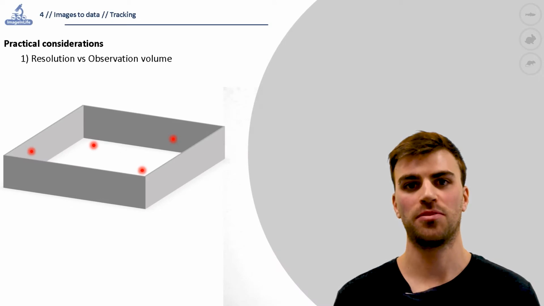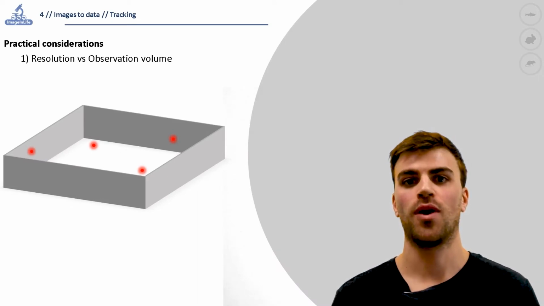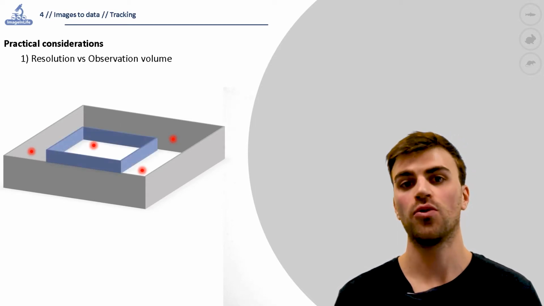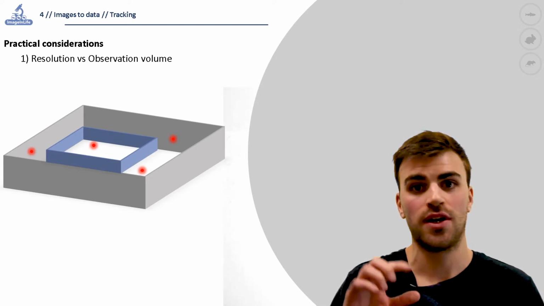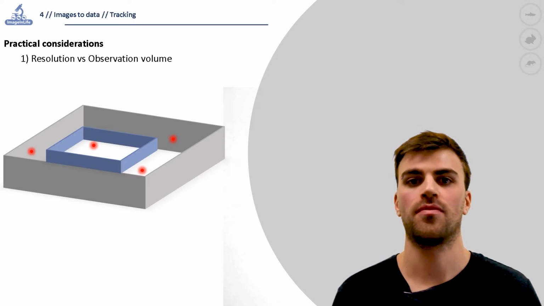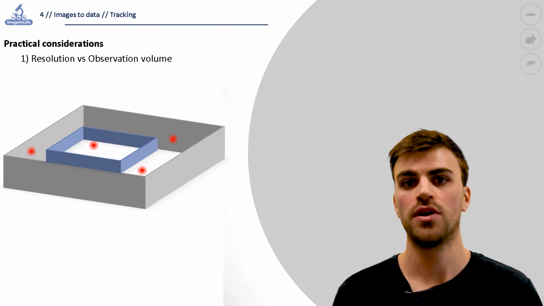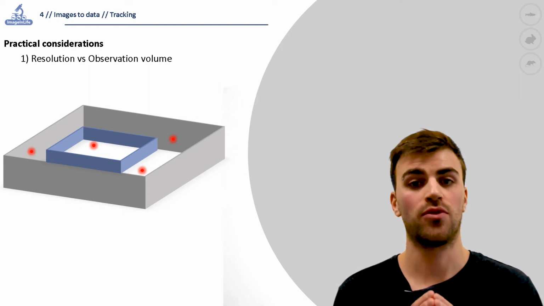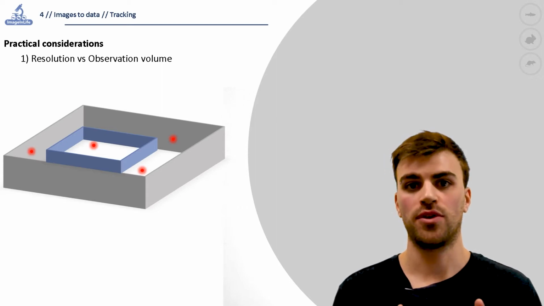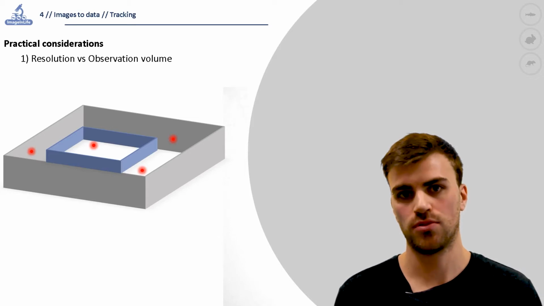The first thing to have in mind is a trade-off between resolution and volume of observation. While higher resolution objectives allow us to better distinguish neighboring particles, they also have a smaller field of view and a narrower depth of focus, which result in a smaller volume of observation. As a result, fewer particles are visible in a given field of view, and the particles are more likely to escape the volume of observation during the time of acquisition. As a result, at high resolution, tracks tend to be shorter than at low resolution.